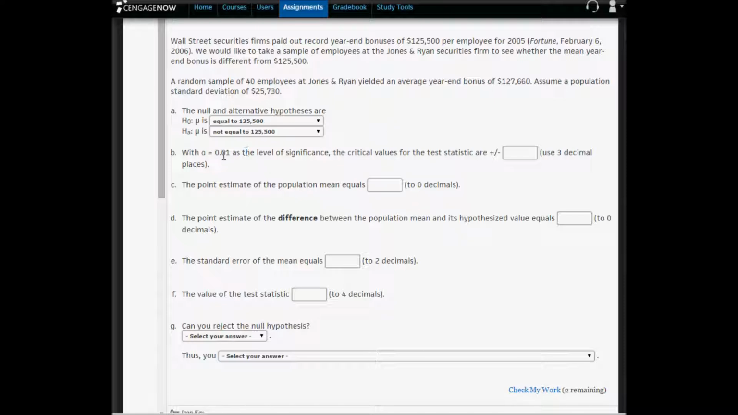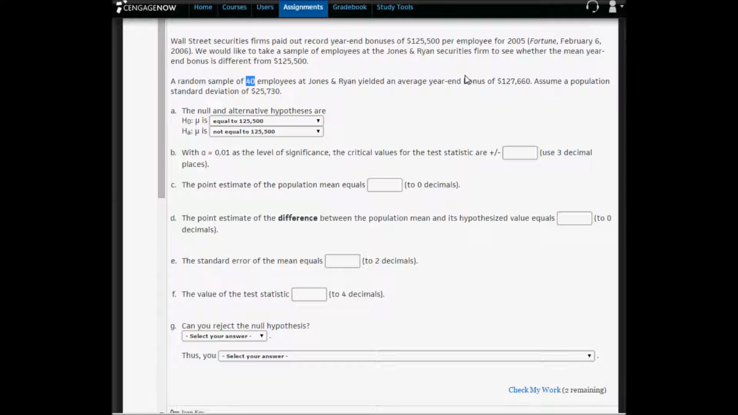Now, our significance level is 1% or 0.01. We're going to determine the critical values for this test, the point estimate, the standard error, and the value of the test statistic. And we're going to do all this stuff in Excel.